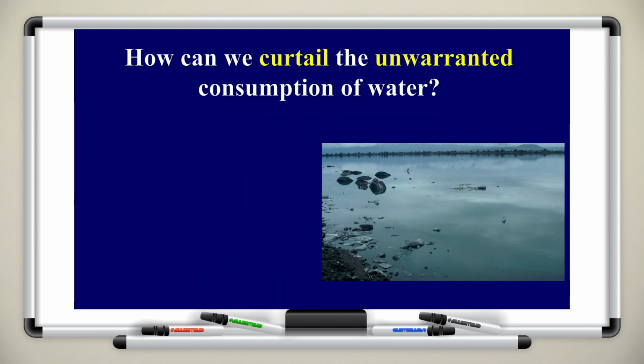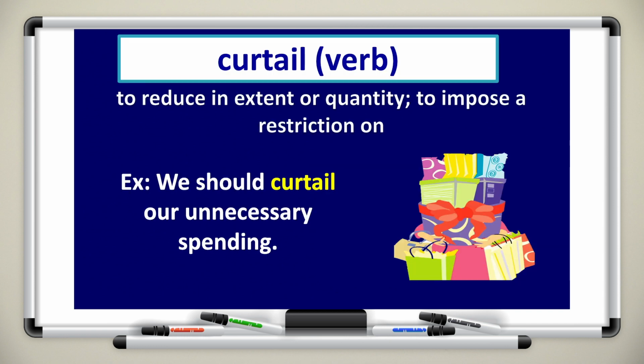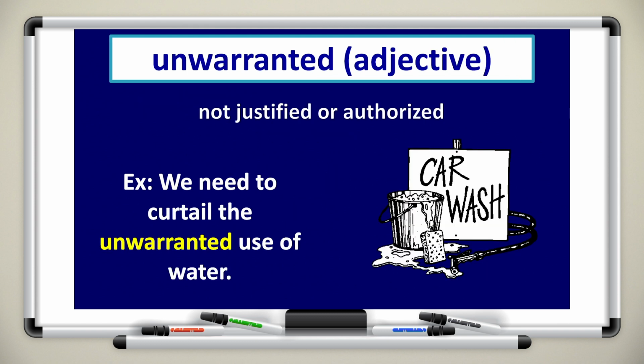Now, let's focus a bit on the consumption of water. How can we curtail the unwarranted consumption of water? Curtail means to reduce in extent, to make it less of use. We should curtail our unnecessary spending to reduce in extent or quantity. And unwarranted means not justified, not authorized. Example, we need to curtail the unwarranted use of water, the unjustified use of water.